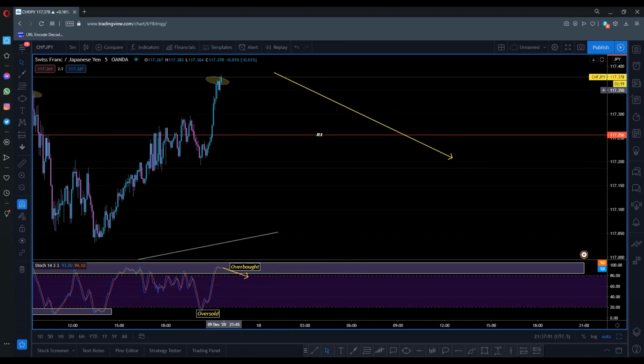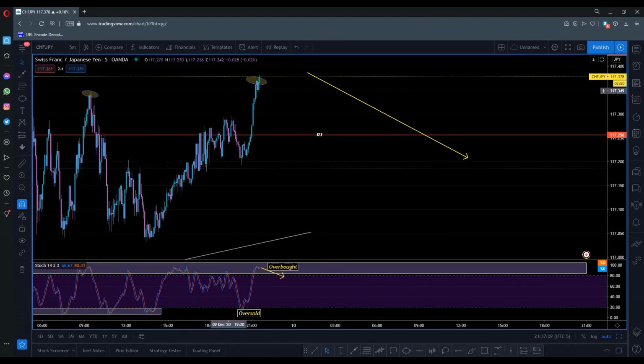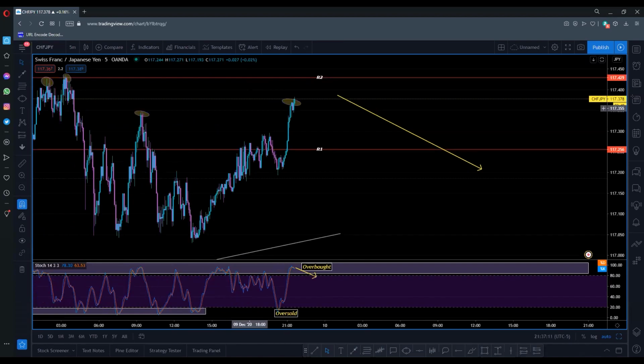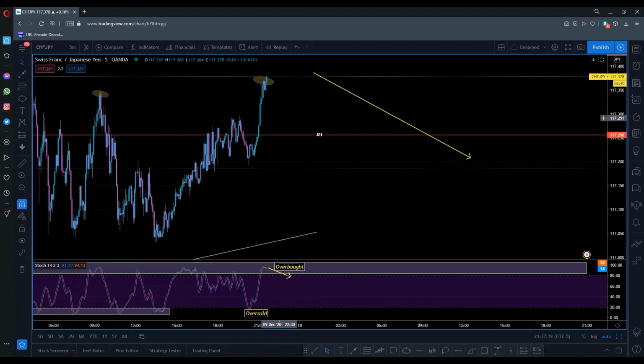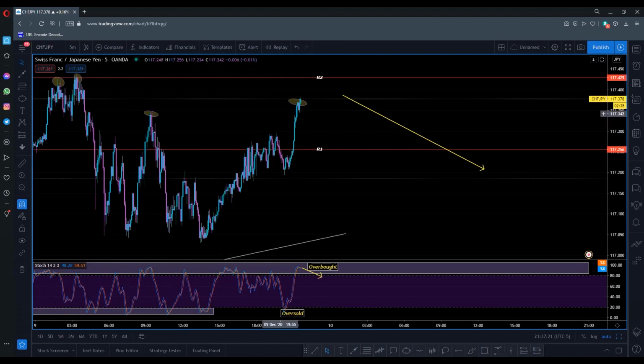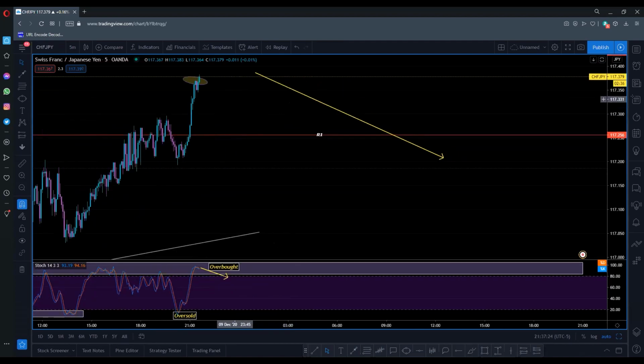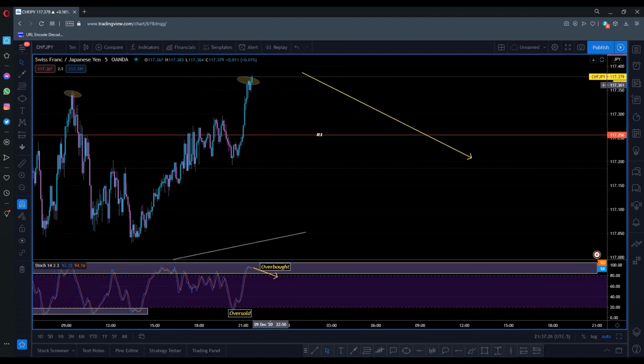Now, not all the time is it going to be this slow. I assume it's because it's 9 p.m. right now that it's not moving that quick. Once you hit 1 or 2 a.m., it's going to move a lot quicker. I don't know why, but the London session tends to definitely have an effect on CHF-JPY, primarily because CHF is Swiss, I guess. That's probably why.